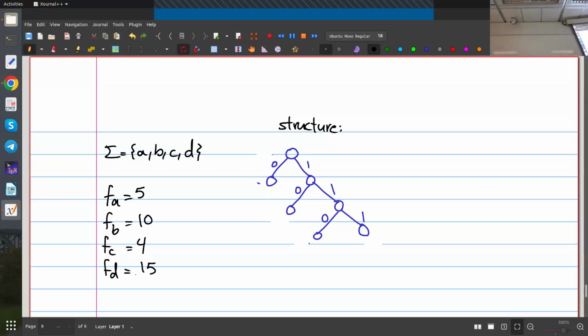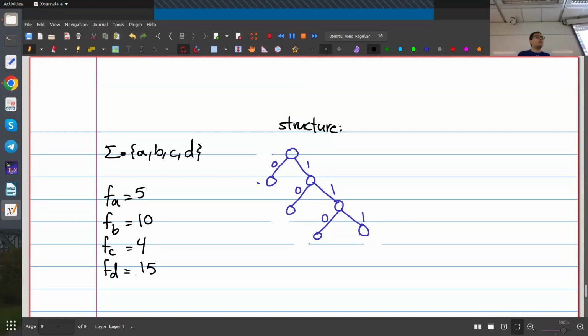Okay. Now you have to assign letters to the leaves of this tree structure. Basically, you have to say which letter do you want to encode by 0, which letter do you want to encode by 10, which letter do you want to encode by 110, and which letter by 111. Right? Now, what is it that you want to minimize?